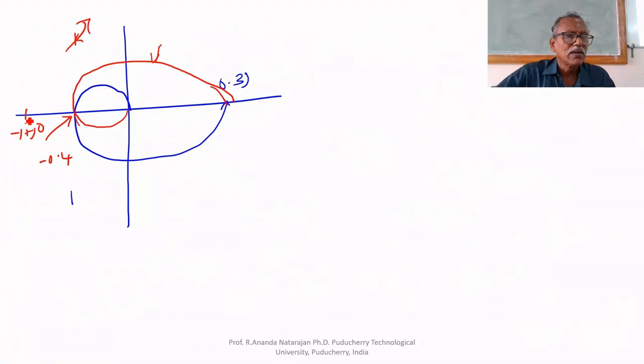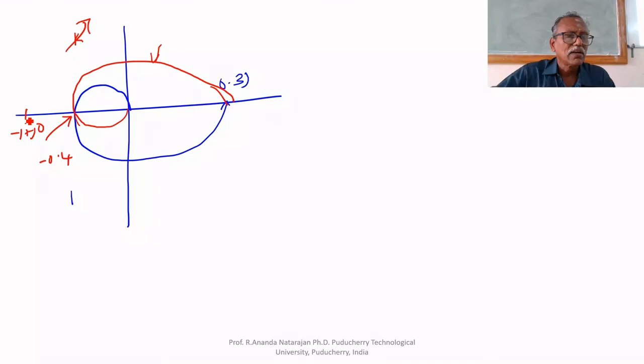How much K do we have to increase? What is the factor by which this 0.4 changes? The 0.4 is for K equal to 2, not K equal to 1. To find the range of K, we should plot for K equal to 1. That I already told you. That 0.4 must be divided by 2, that is equal to 0.2.